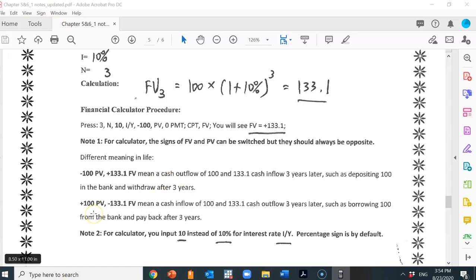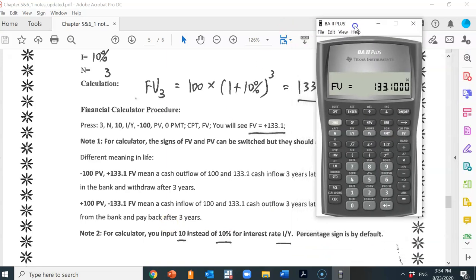You can also input present value as positive 100, meaning a cash inflow of 100. In that case, the screen will show negative 133.1 when you compute for FV. And that means cash outflow 3 years later, such as you are borrowing $100 from the bank today. That's why you have this cash inflow today. And then you're paying back 133.1 in the future.